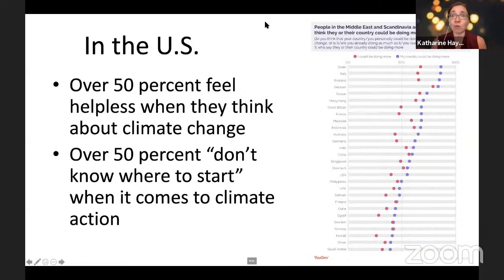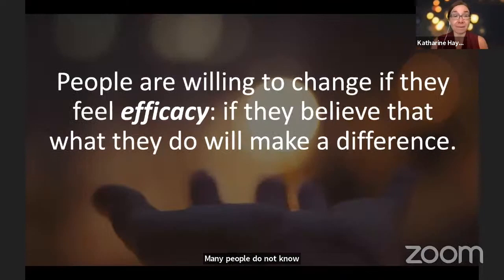This is a word that social scientists call efficacy. Efficacy is the idea that if I do something, could it make a difference? If we do something, could it make a difference? Most people, when it comes to climate change, would say no.